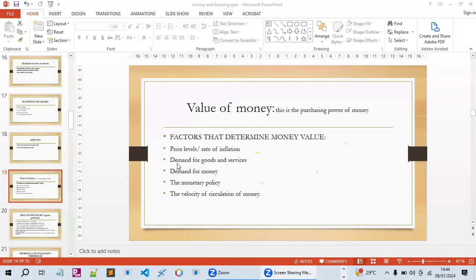But then the vice versa. If the price levels of goods and services are low, then that means a unit of money can buy more of a commodity. Thus, the value of money will be high. And then the demand for goods and services. A high demand for goods and services influences prices upwards, hence lowering the money value.